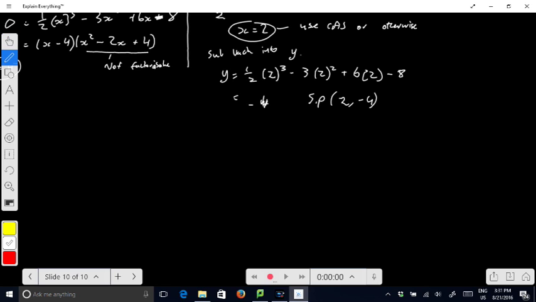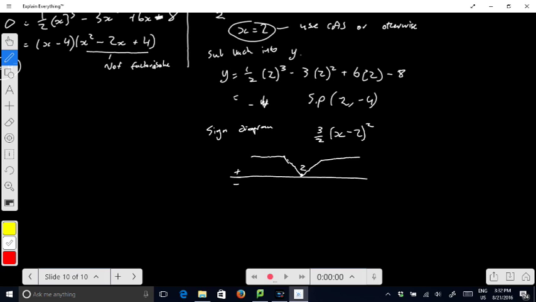And using a sign diagram, so we have plus and minus. We know that 2, and we start positive, we get to 2, and then it is positive again. So the point (2, -4) is a stationary point of inflection.